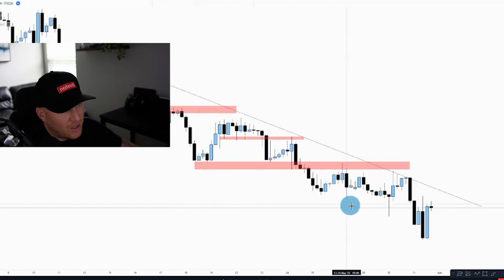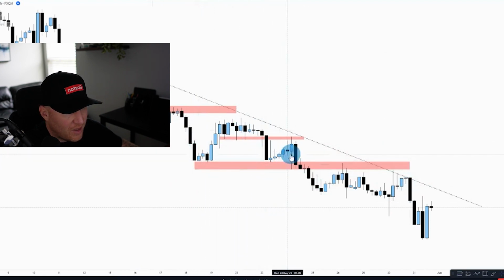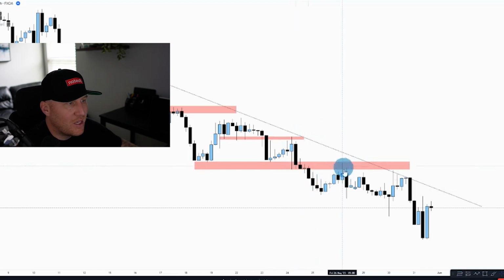And we can see the same thing up into this price action here. We can see the support level, and then it pushes up into the trend line and breaks through it. And then it's being respected. 1, 2, and then it pushes away.